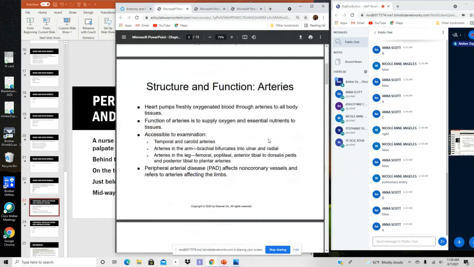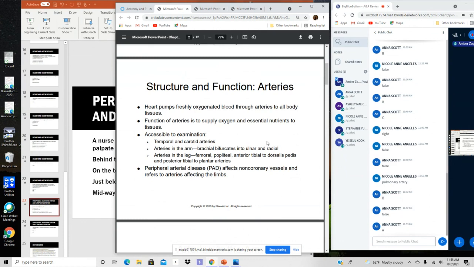So the structure and the function of the arteries. The heart pumps freshly oxygenated blood through the arteries to all body tissues. The function of arteries is to supply oxygen and essential nutrients to tissues. Accessible to examination are the temporal and carotid arteries, the arteries in the arm, which are brachial bifurcates into ulnar and radial, arteries in the leg, femoral, popliteal, anterior tibial to dorsalis pedis, and posterior tibial to plantar arteries. Peripheral arterial disease affects non-coronary arteries and refers to arteries affecting organs.